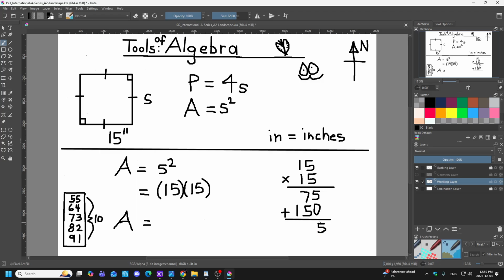With multiplication is addition. 5 plus 0. 7 plus 5, right? I know 7 and 3 is 10. 5 is 2 more, right? So that's 12. Carry the 1, that is 2. Oh, look at me. 225. And our units are inches squared. All right.